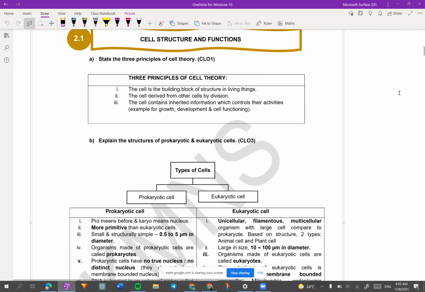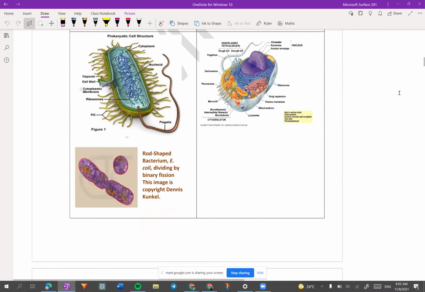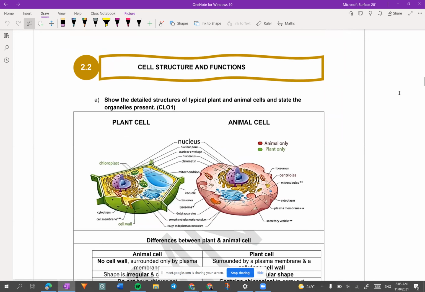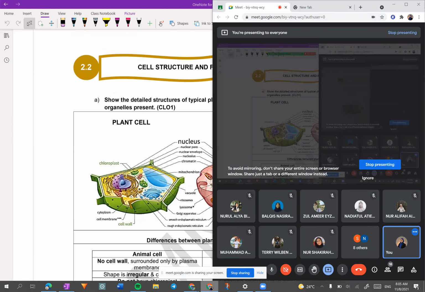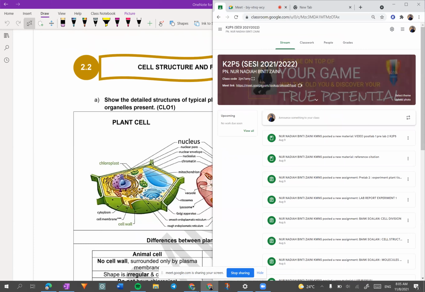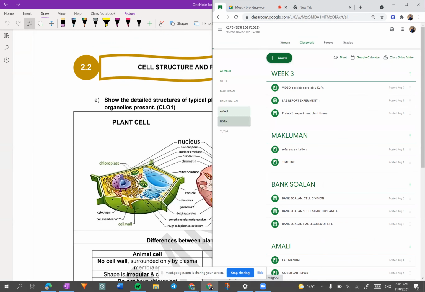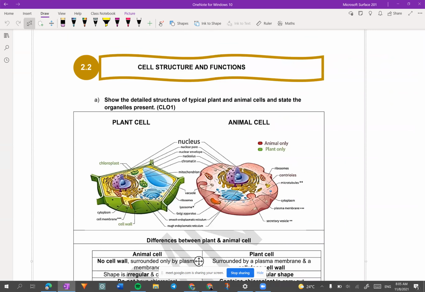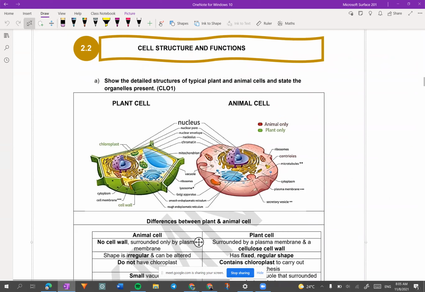Alright, so let's go 2.1. State 3P simple, okay. Let's go 2.2. Nota semua dah ada kan? Kalau tak ada lagi, you boleh dapatkan dekat you punya classroom. So kita ada classwork, you boleh pergi dekat nota. So all are here. Boleh print it out ataupun saya lagi suka guna laptop. So it depends on you guys lah macam mana.